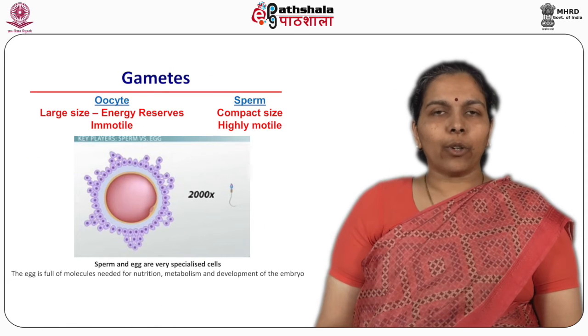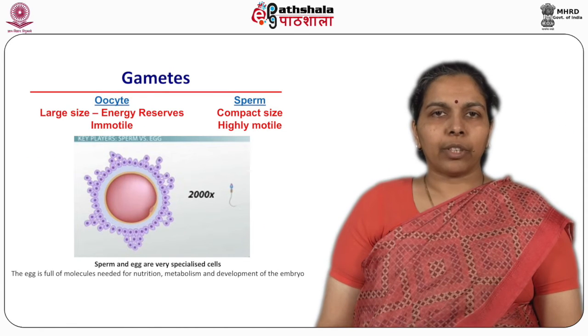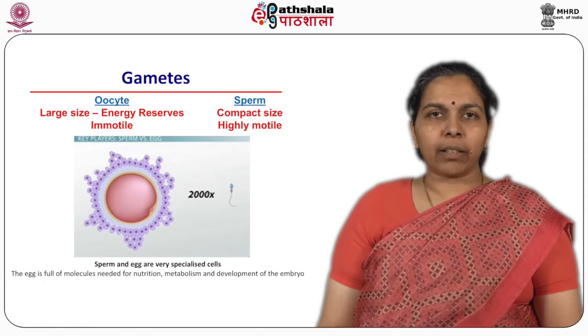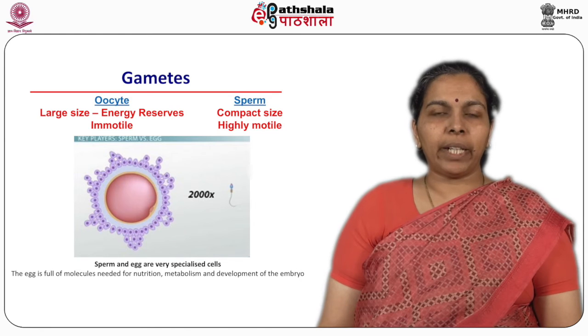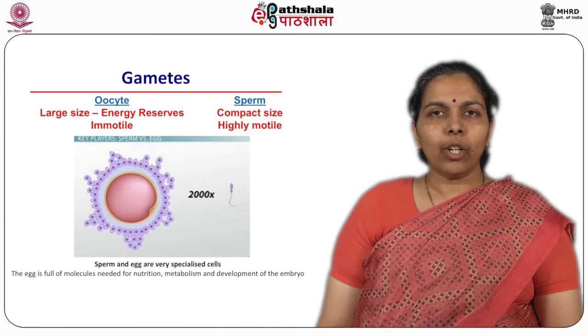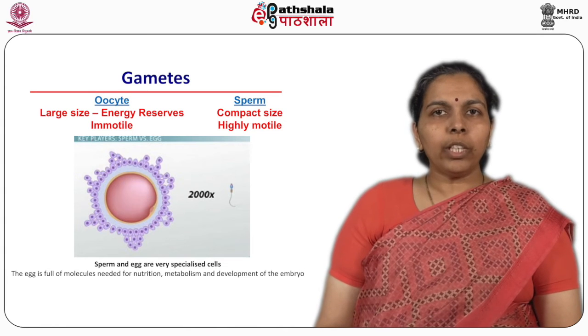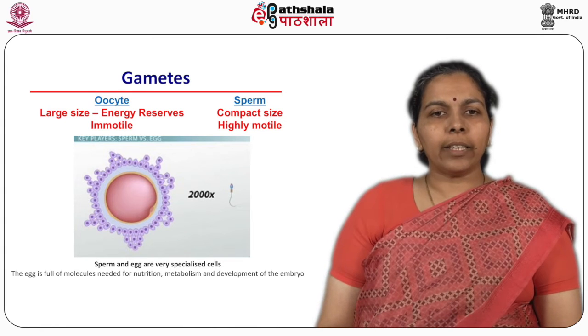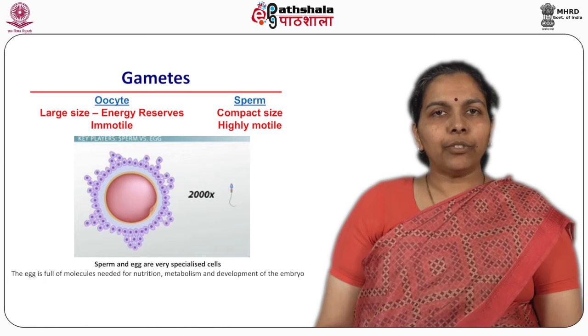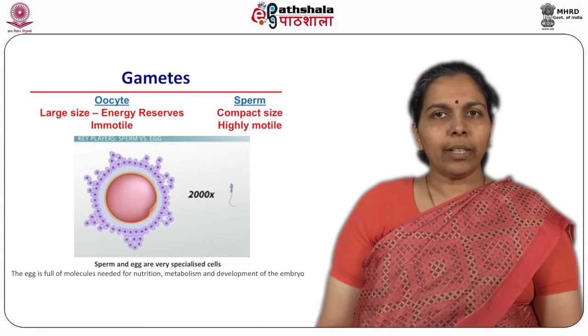So, in most higher organisms there are two kinds of gametes, one which comes from the maternal side which is called the female gamete or the oocyte or the egg, and the paternal gamete or the sperm. Both the gametes differ highly in their morphology. The oocyte in most cases is of a large size and is usually immotile, whereas in all cases the sperm is highly compact and highly motile.